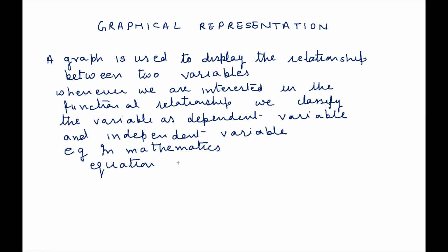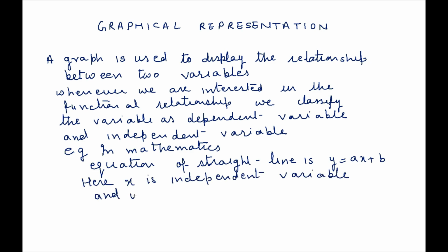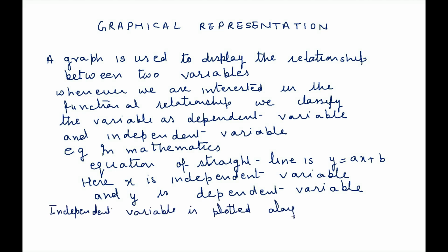In maths, we know that the equation of straight line is given by y equal to ax plus b, where x is independent variable and y is dependent variable. Why so? Because value of y is dependent upon the value of x. We can give any random value to x to get the value of y. So y is dependent variable. Now independent variable is plotted along x-axis and dependent variable is plotted along y-axis.